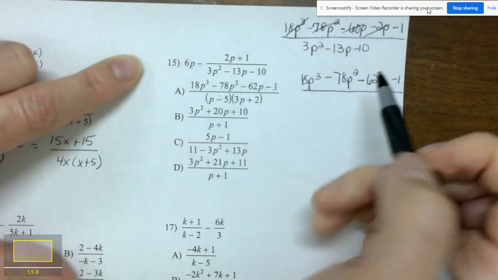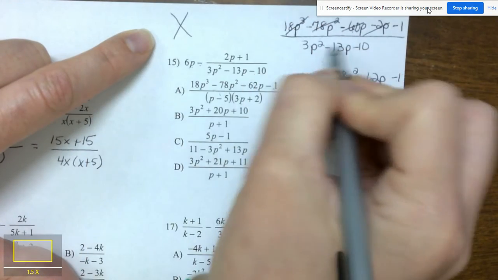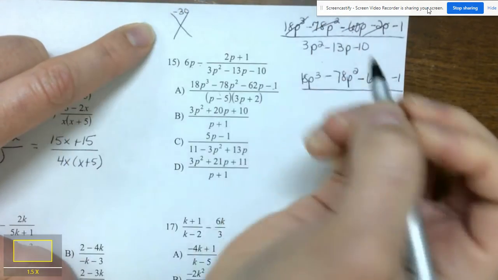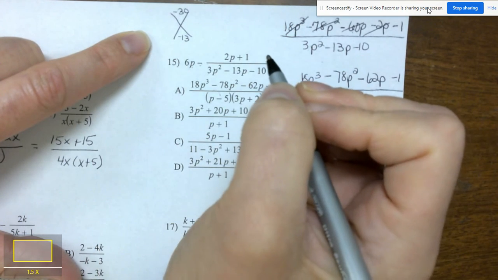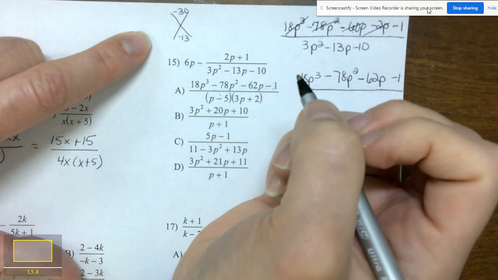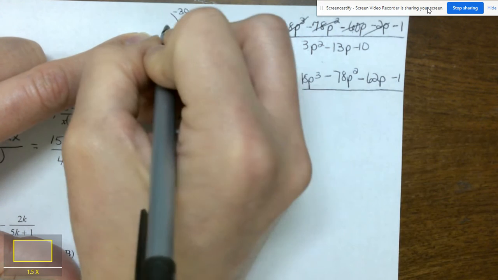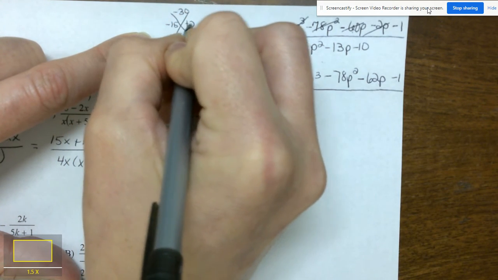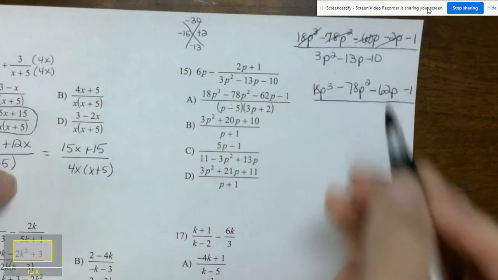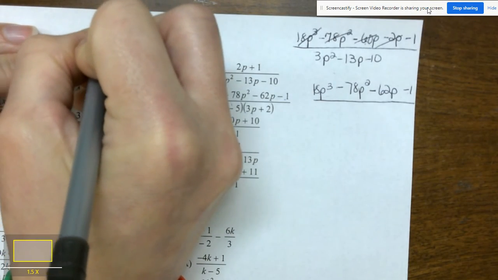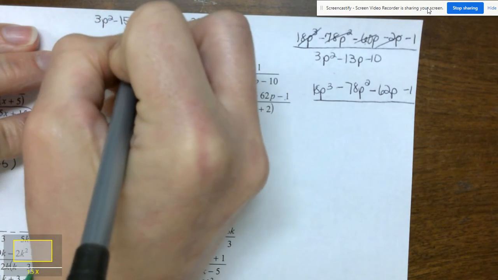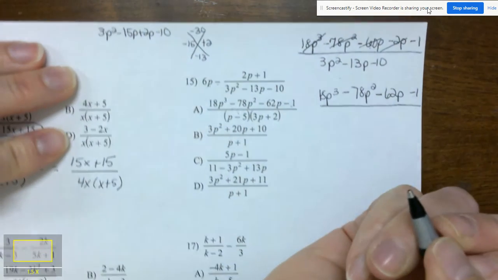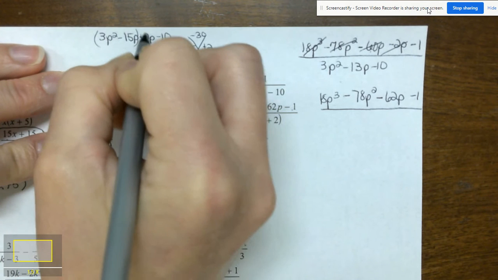So to factor this, we're going to have to do 3 times negative 10 is a negative 30, and we need to sum to a negative 13. Well, that's going to be, let's see here, 15 and 2? Yeah, that's going to be negative 15 and positive 2. So now to factor this, we have to rewrite this as 3p squared minus 15p plus 2p minus 10. And then we have to factor by grouping.